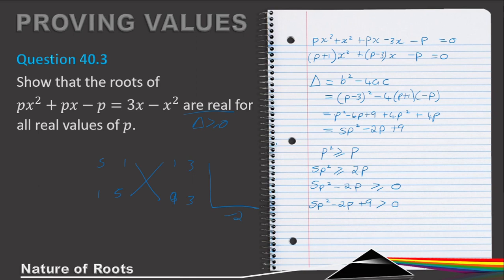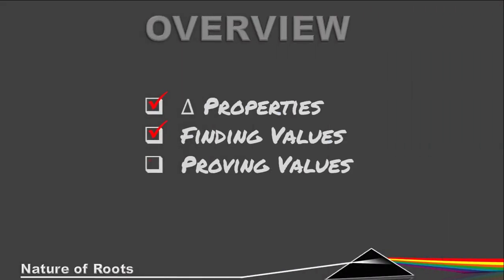We've proven that it will be real. We've proven that therefore the discriminant is greater than 0, so therefore the roots will always be real. Roots are real for all real values of p. Done. Okay, so that was it.